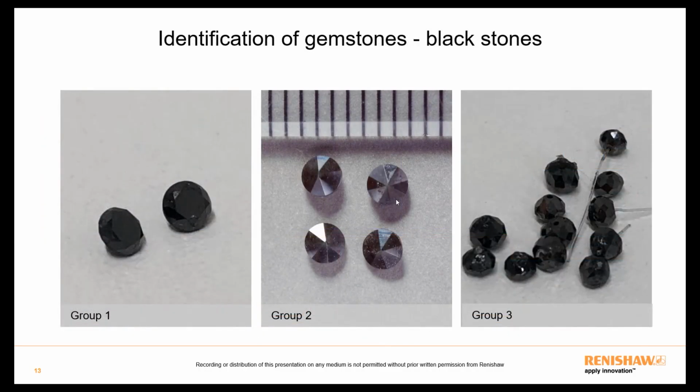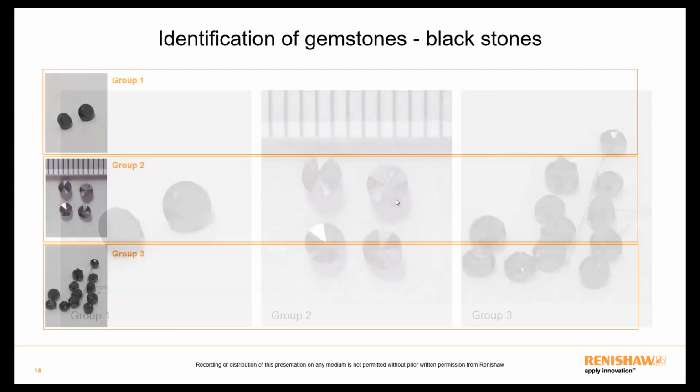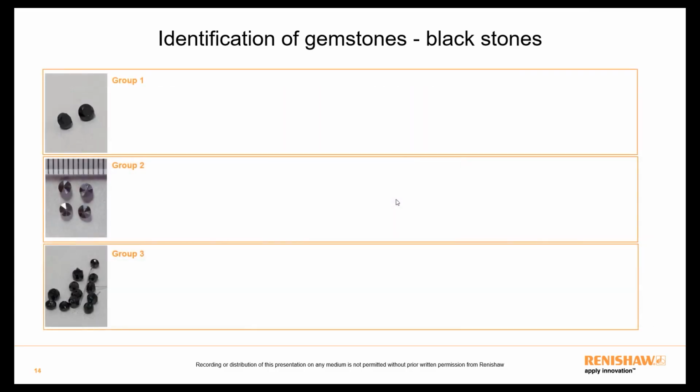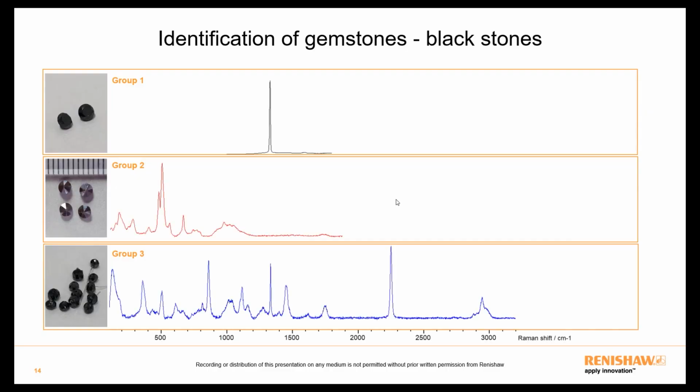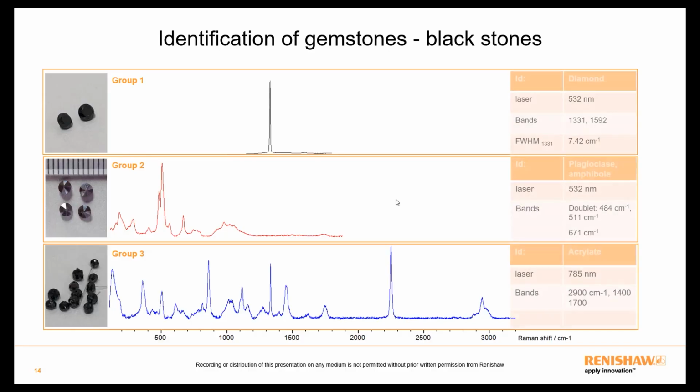Here we have a set of black faceted stones supplied from Raffaella Navalny at RAG. The same approach was used to analyze a stone from each different group. 3 very different Raman spectra are produced and the material for each identified. Group 1 was identified as a treated black diamond.